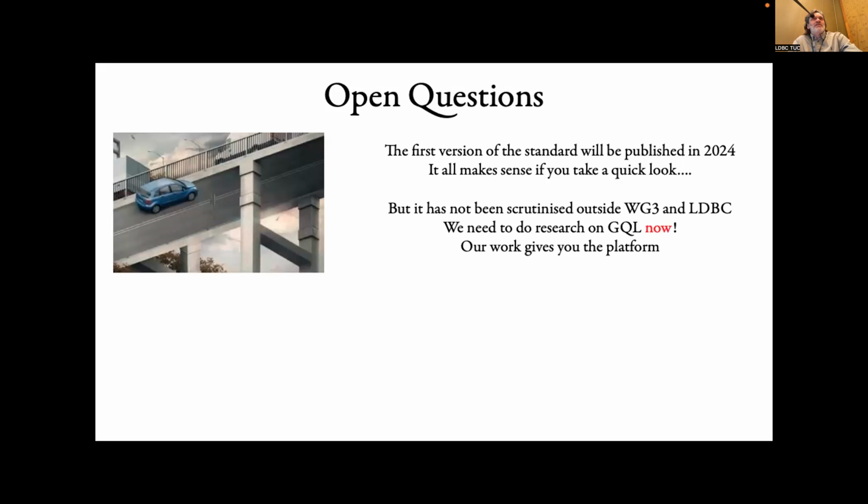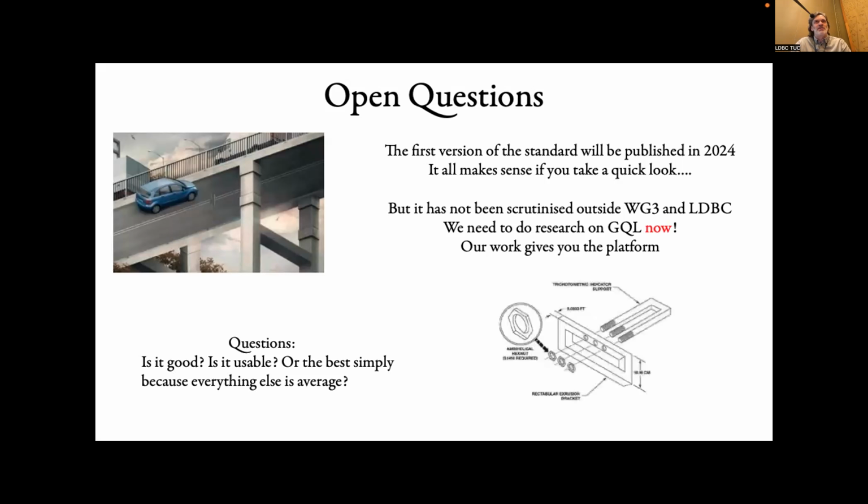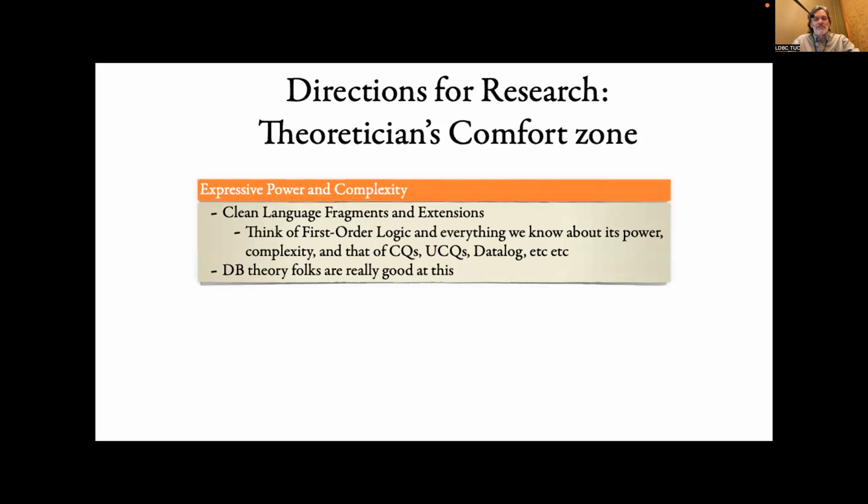And that's what we are suggesting to the research community. You have to start doing research now, essentially to understand: is it good? Is it usable? Is it the best, because everything else is average, as they say? Or is it something that you can use more realistically?